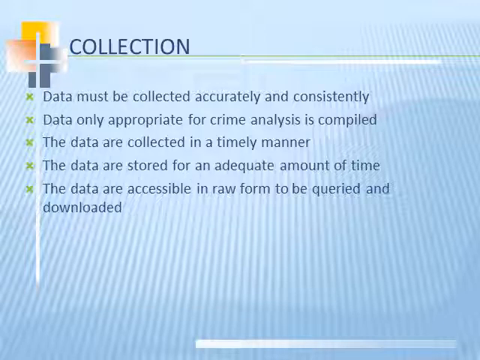The crime analysis data collection process requires the following. The data must be collected accurately and consistently. Only data appropriate for crime analysis should be compiled. The data must be collected in a timely manner. The data must be stored for an adequate amount of time to allow for effective analysis. And finally, the data must be accessible in electronic raw form to be queried and downloaded.